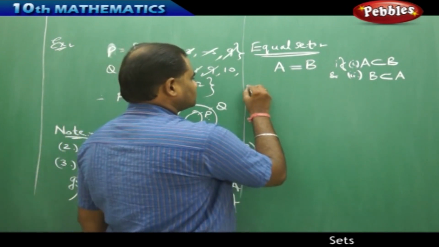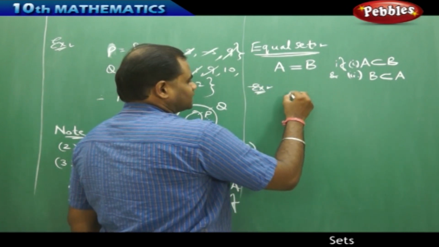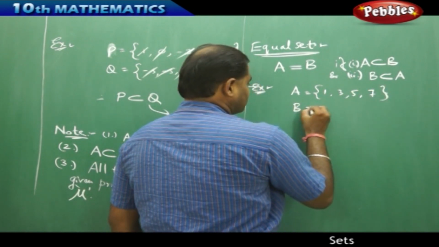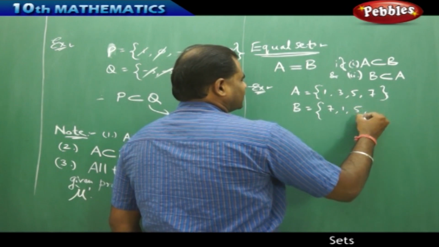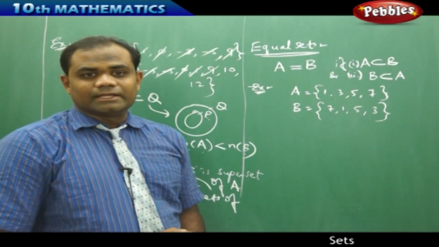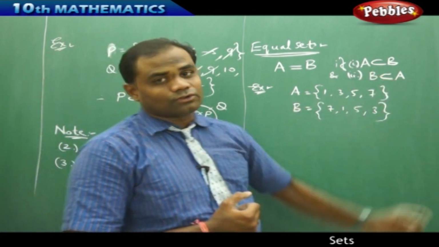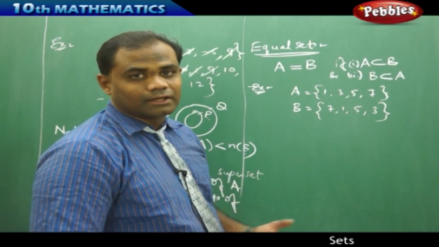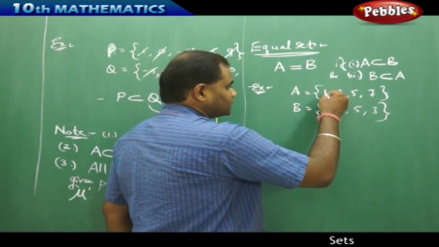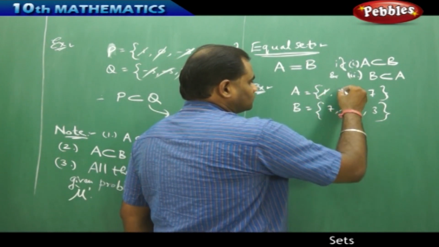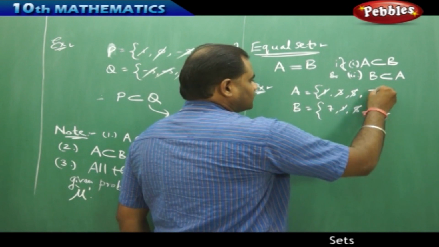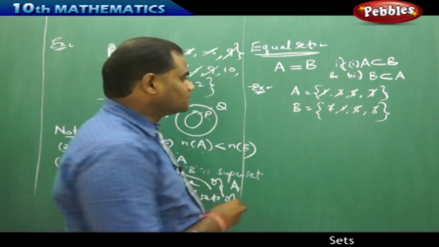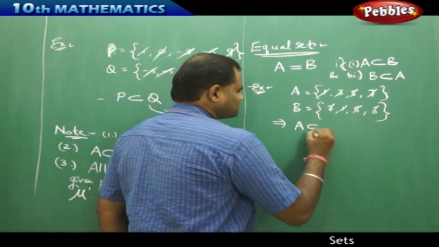Say for example, if I take the elements of A as 1, 3, 5, 7 and the elements of B as 7, 1, 5, 3. Now in this case, we first identify whether A is a subset of B. We cancel all the elements of A with B, and if nothing is left in A, then A is a subset of B. So let's try A with B: 1 and 1, 3 and 3, 5 and 5, 7 and 7. None of the elements in A is left over and all are cancelled with B. Therefore, I can say that A is a subset of B.